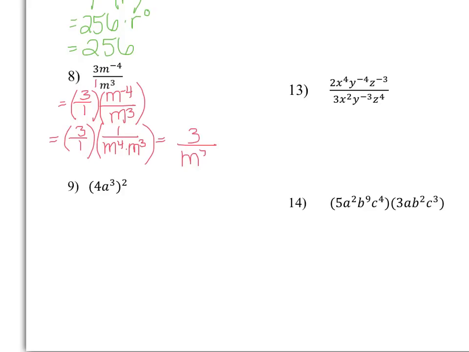For number 9, I'm going to distribute the 2 to both terms. So I'm going to have 4 squared and a to the 3rd squared. Well, 4 squared is 16, and a to the 3rd squared is 3 times 2 is 6, so a to the 6th.